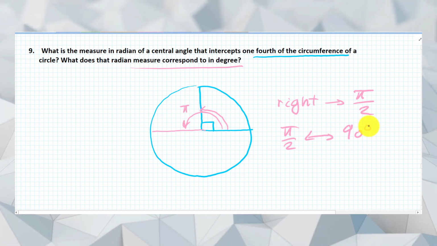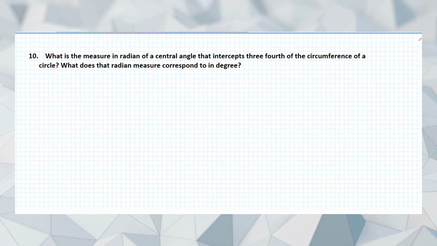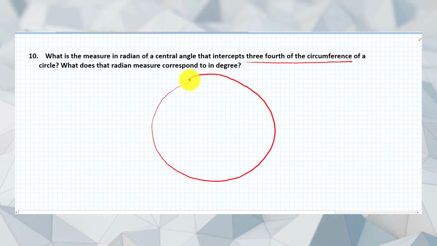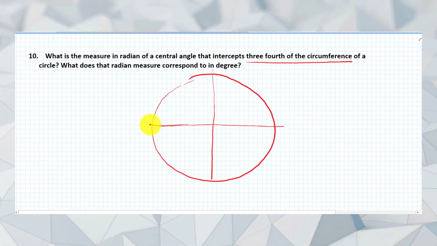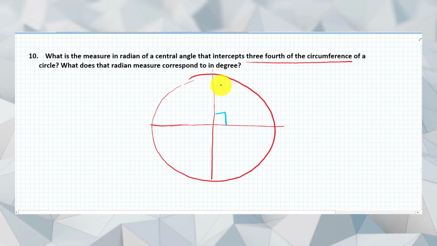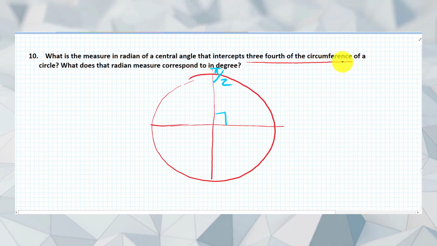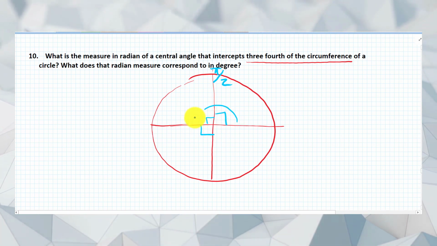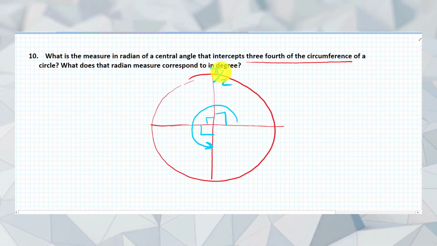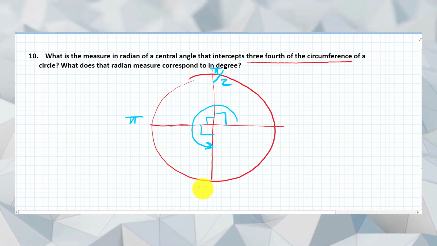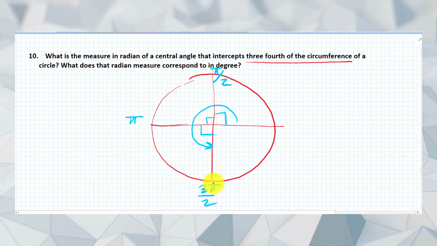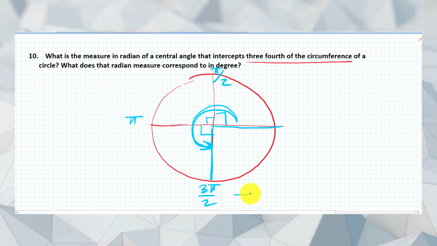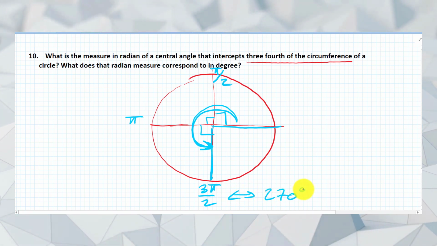All right, next question. So this time I'm asking you what's the measure of the angle that intercepts 3/4 of the circumference? Well, that's pretty simple, right? We just said that the measure of a right angle is pi over 2. So 3/4 of the circumference is 3 right angles, right? If you take 3 right angles, you'll be 3/4 around the circle. So 1 pi over 2, 2 pi over 2 is pi, 3 pi over 2. Here we go. This angle right here, initial side, terminal side, this angle has a measure of 3 pi over 2. Again, in degree, it corresponds to 270 degree.